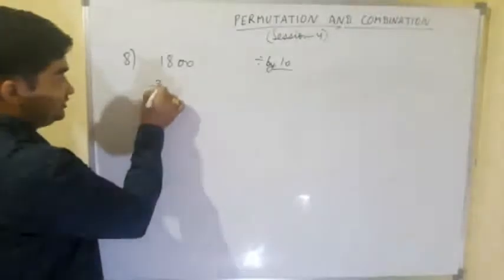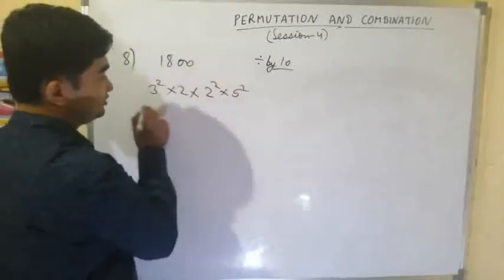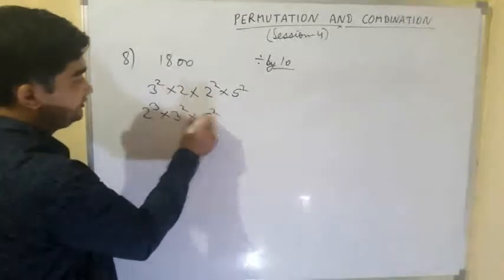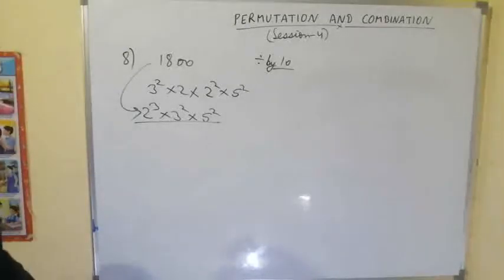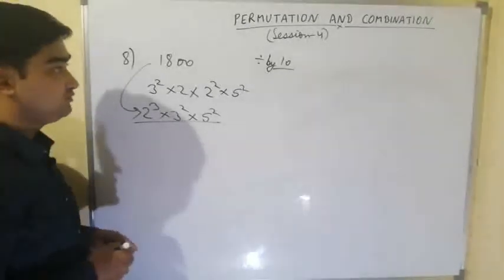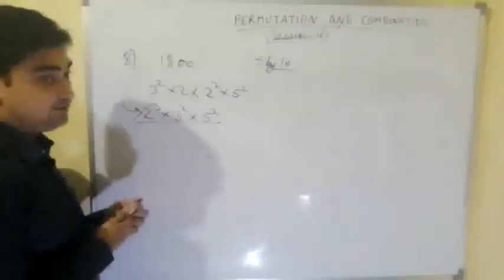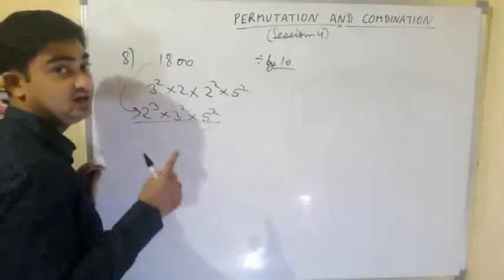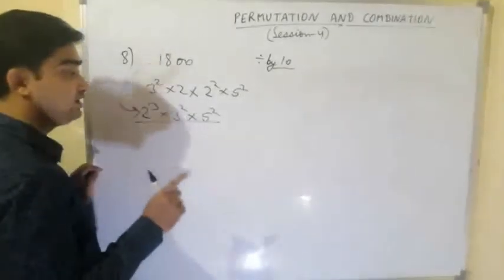How is 1800 made? 9 into 2, and 100 is 2 square into 5 square. So the prime factors of 1800 are 2 cube, 3 square into 5 square. Now we have to find the factors of 1800 which are also divisible by 10. A factor will be divisible by 10 if it has at least one 2 and one 5, because to make a 10 we need at least one 2 and at least one 5. More than that is also okay, but we need a minimum of one 2 and one 5.